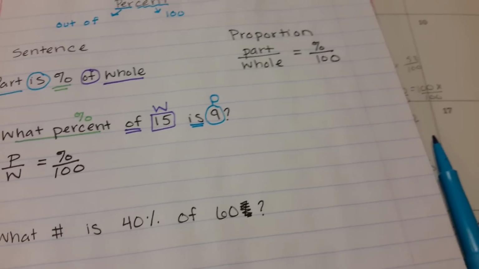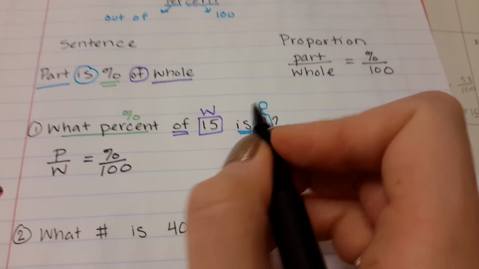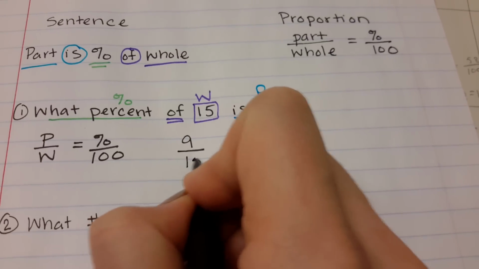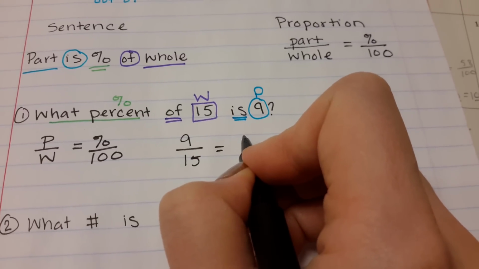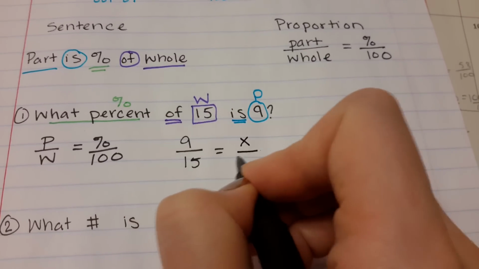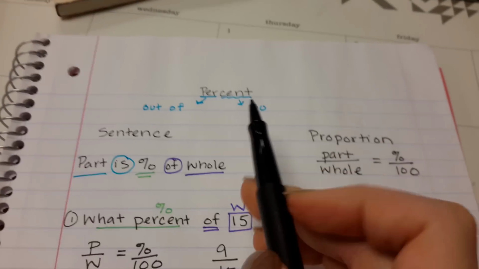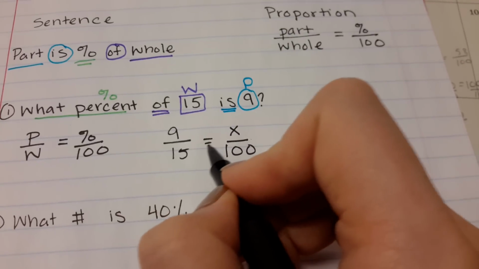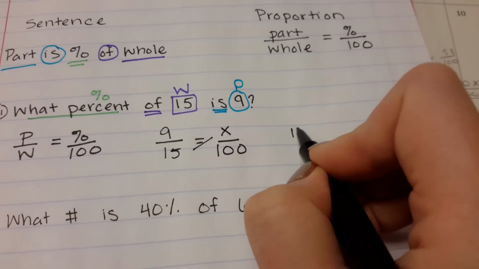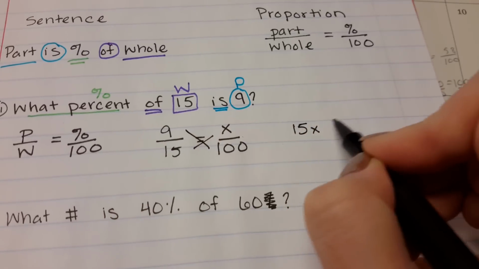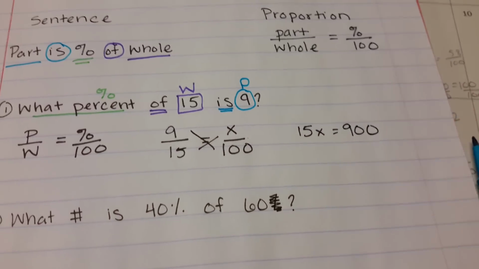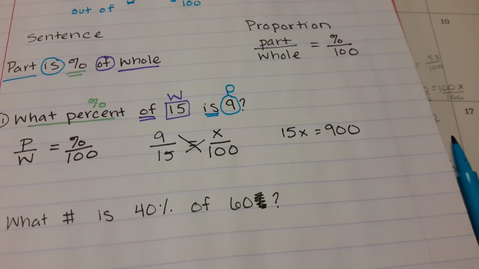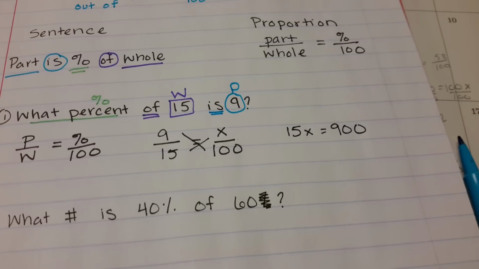And then we ask ourselves, do we know our part? Well, we do. We labeled our part as 9. So 9 over whole is 15 equals what percent? We don't know. So there's our x, and it's always over 100. Because again, percent means out of 100. Now this looks pretty simple. We're going to cross multiply: 15 times x, 15x, 9 times 100, 900. At this point, you can use a calculator if you would like to help do the last division. That is fine.